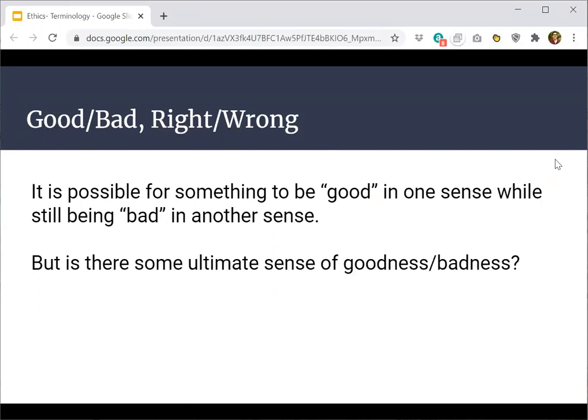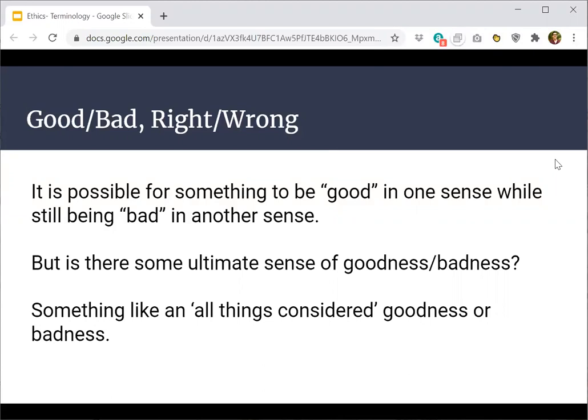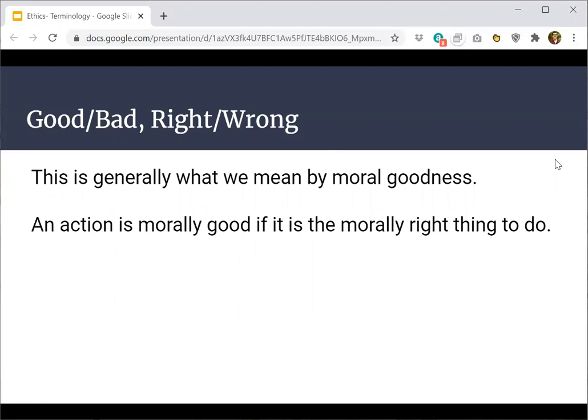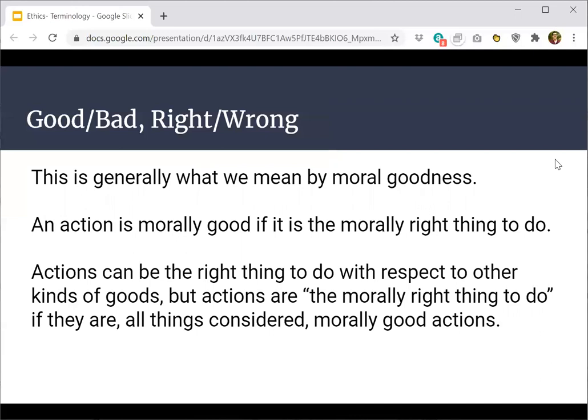So it gets a little bit complicated, but is there some ultimate sense of goodness and badness? Something like an all things considered goodness or badness? This is generally what we try to mean by moral goodness, right? When someone says something is really good, they usually try to mean that it's morally good. An action is morally good when that action is the morally right thing to do. And actions can be the right thing to do with respect to other kinds of goods, but actions that are the morally right thing to do are all things considered morally good actions.